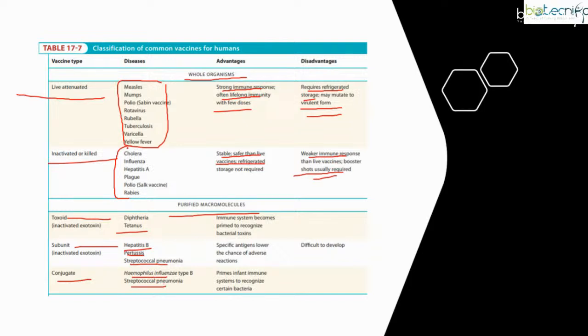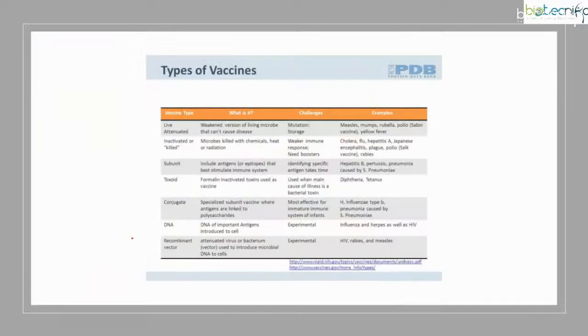So if you see here, the polio Sabin vaccine comes under live attenuated. But the polio Salk vaccine comes under inactivated or killed. Similarly, the hepatitis A vaccine comes under the category of whole organism, inactivated or killed. But the hepatitis B vaccine comes under the category of purified macromolecule subunit vaccine. So small things you can have a check on.